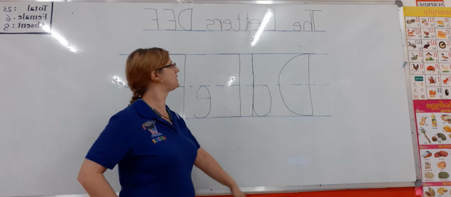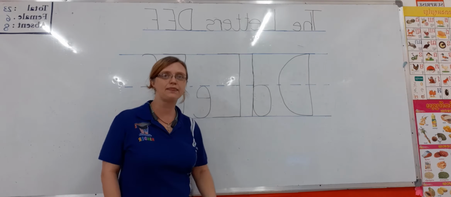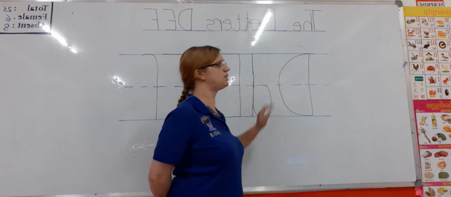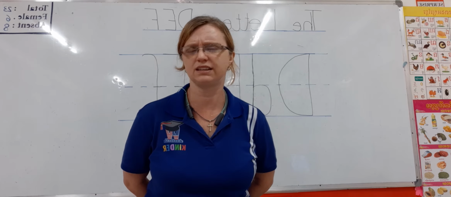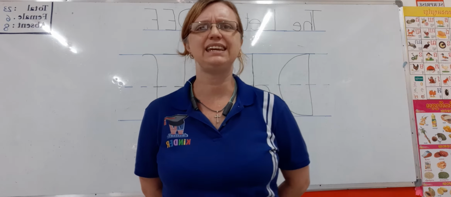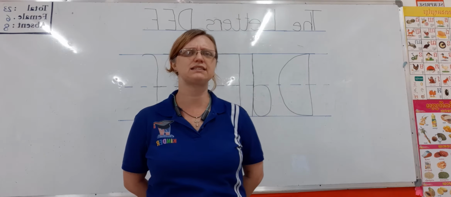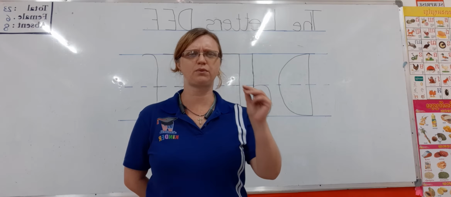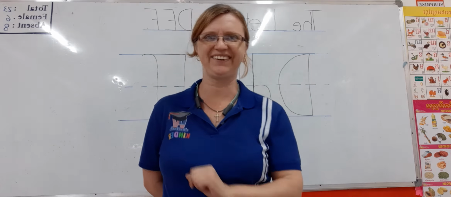So on the board here already I have the magic lines: top line, middle line, and the bottom line. Letter D is our first letter. What sound does letter D make? Can you tell me? D, da. That's right. Letter D makes the sound da, da. Can you hear? It's a sharp, quick da, da, da, like a dot.